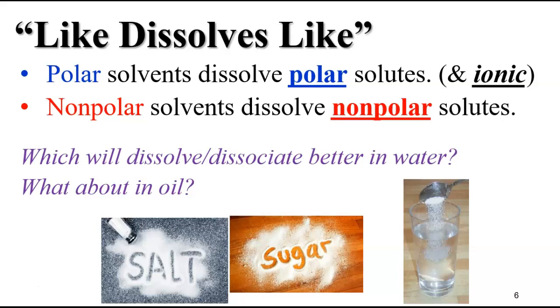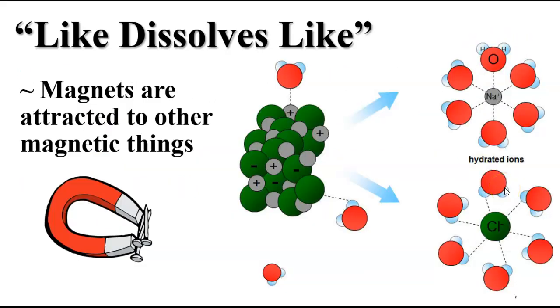So we learned last week that polar means it has a slight charge to it. So there's a partial positive and partial negative. So that is going to be attracted to other slightly charged things or ionic things like salts, okay? Because you have ions with positives and negatives. So this is just a little visual to show you that, okay? Like dissolves like.